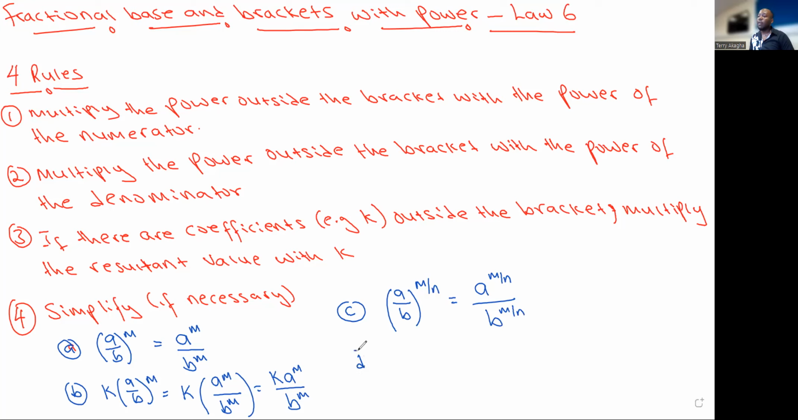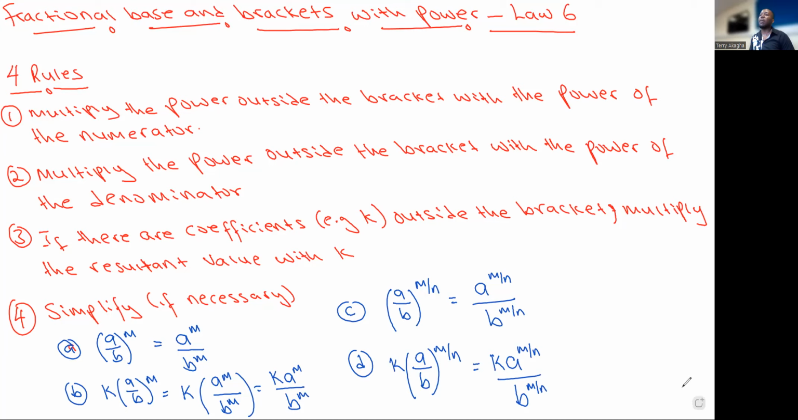Then also, if there's a constant, let's say we have a constant like k, (a over b) raised to the power m over n. And that will give us the same thing. It's going to give us k times a^(m/n) divided by what? b^(m/n). Okay? So basically, this is what you do. This is how you solve it.